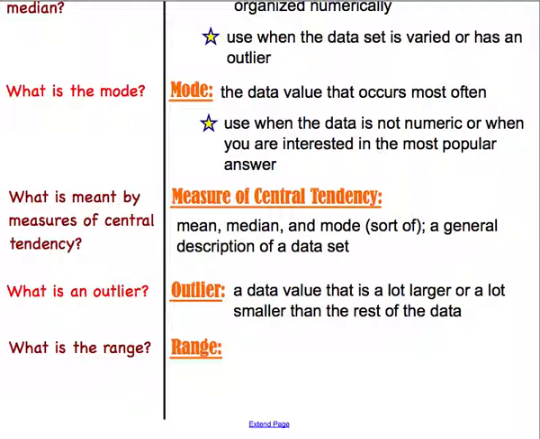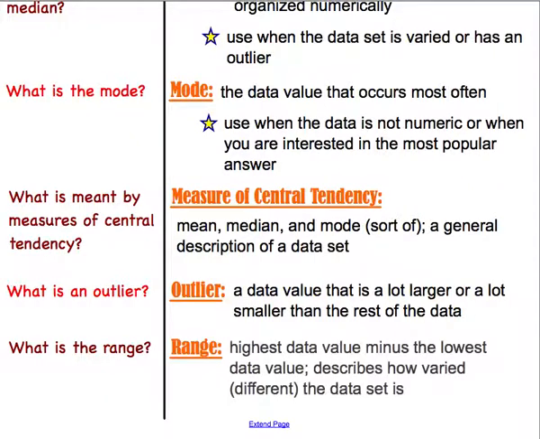An example would be if most students got A's and B's on a quiz, and then you had that one person that got a D or an F, they would have what we call ruined the average and brought that down. And it's because it's not normal compared to the rest of the class. Range then is the highest data value minus the lowest data value, and it describes how varied or different that data set is. So let's take a look at some analyzing of data.